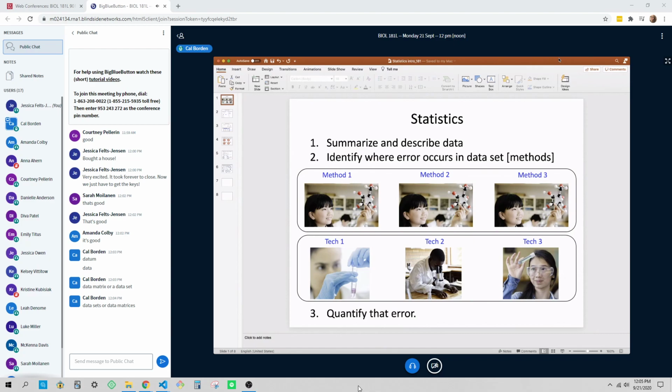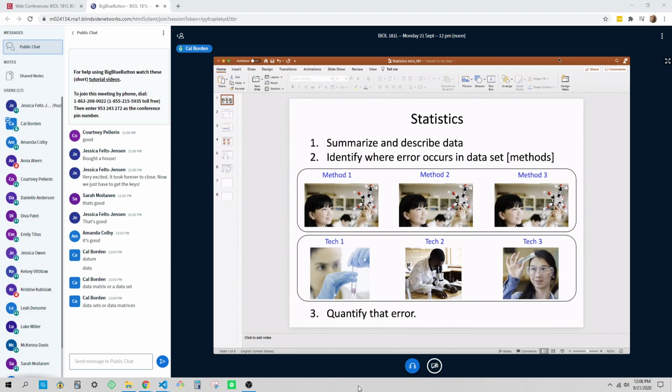Now the pictures there represent how you could actually identify where error occurs. So one thing you could do is if you worked in the lab, all right, Jessica, you're working in the lab. Your supervisor gives you 3 different methods to collect the same type of data. And you're going to do each method 3 times. And you're going to calculate the error associated within each method. And so obviously the goal here is to figure out which method produces the most reliable, the most precise results, and that's the method you're going to go with, right? So you can find errors between different methods.